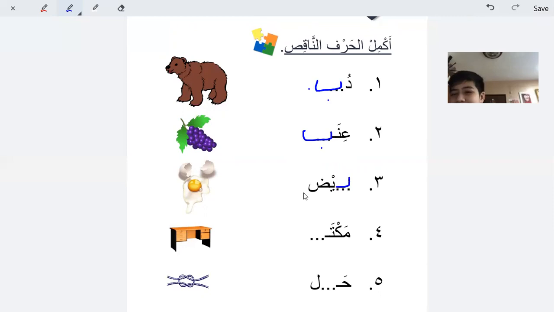Then what is the missing letter here? Isn't it ba for all of them? Yes, it is ba for all of them. So you need to pronounce the word, okay? Next word. Maktab. Maktab, good. Next. Habal, good.